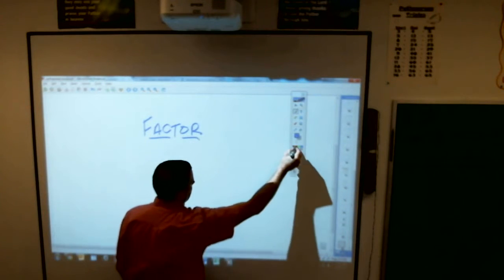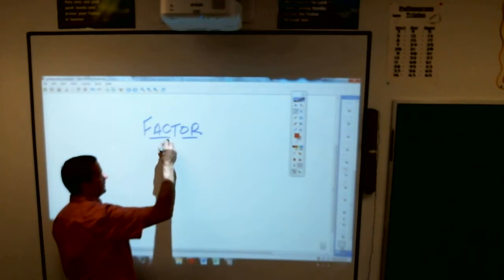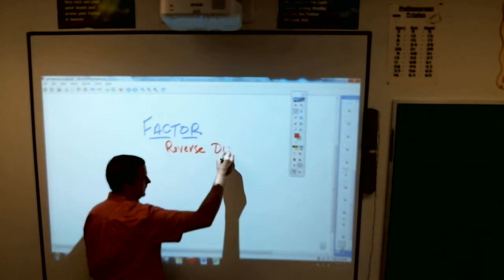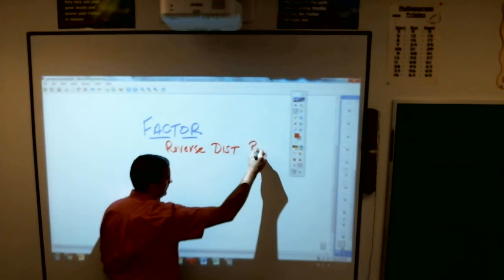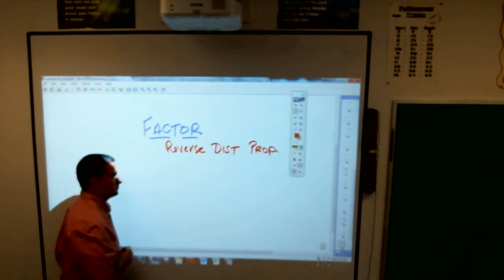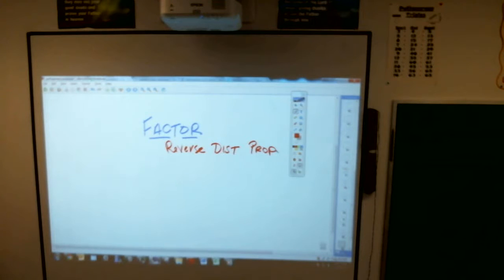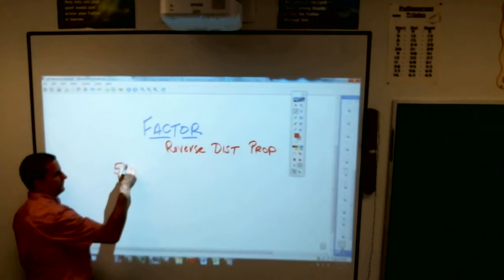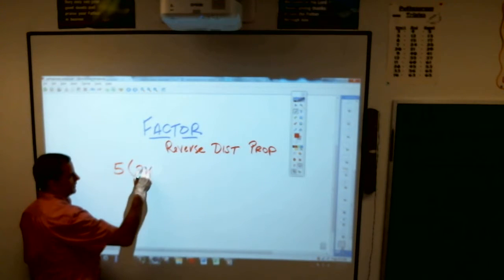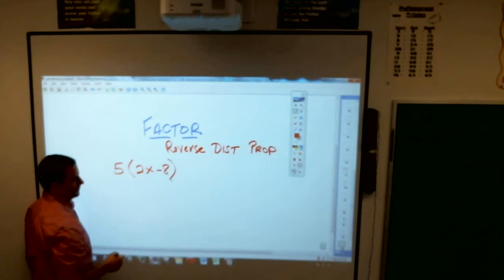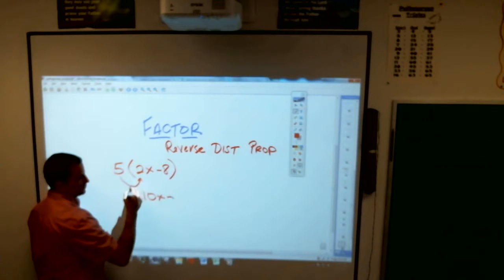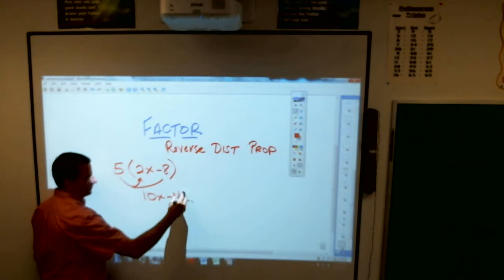When you see the word factor, basically you are thinking the reverse distributive property. In other words, this. Let's say I started off, let's do the distributive property again. Let's say I did 5 times 2x minus 8, which, if we do the distributive property, is 10x minus 40.